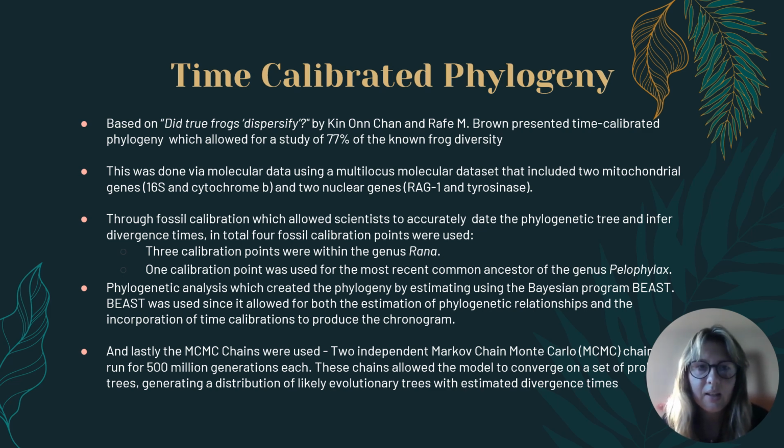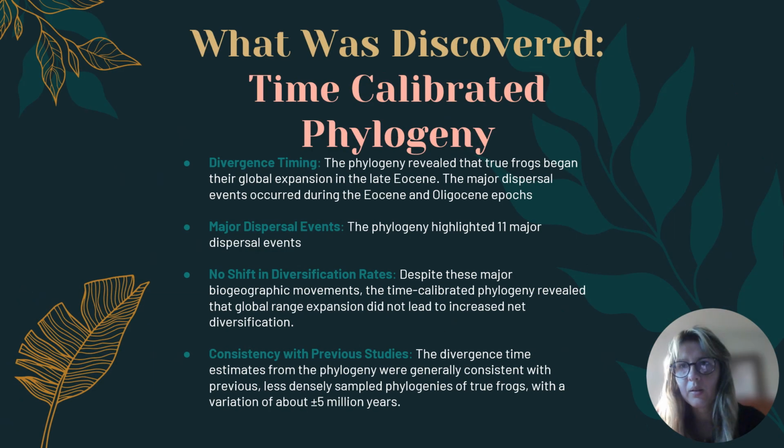The phylogenetic analysis created the phylogeny by estimating using the Bayesian program BEAST. This allowed the estimation of phylogenetic relationships and the incorporation of the time calibrations to produce a chronogram. And lastly, the MCMC chains were used. This was able to create a model to converge on a set of phylogenetic trees, generating a distribution of likely evolutionary trees and divergence times.